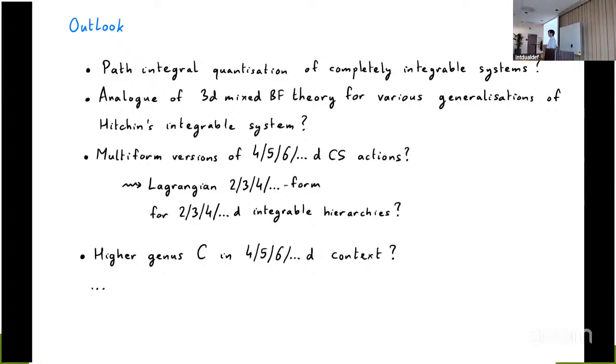A very stupid question. Why do you call this mixed BF theory? Because it's topological along R and holomorphic along C. I guess it's called semi-holomorphic because there are two topological and two holomorphic directions, or one if you count complex dimension. I think that's why it's called mixed.